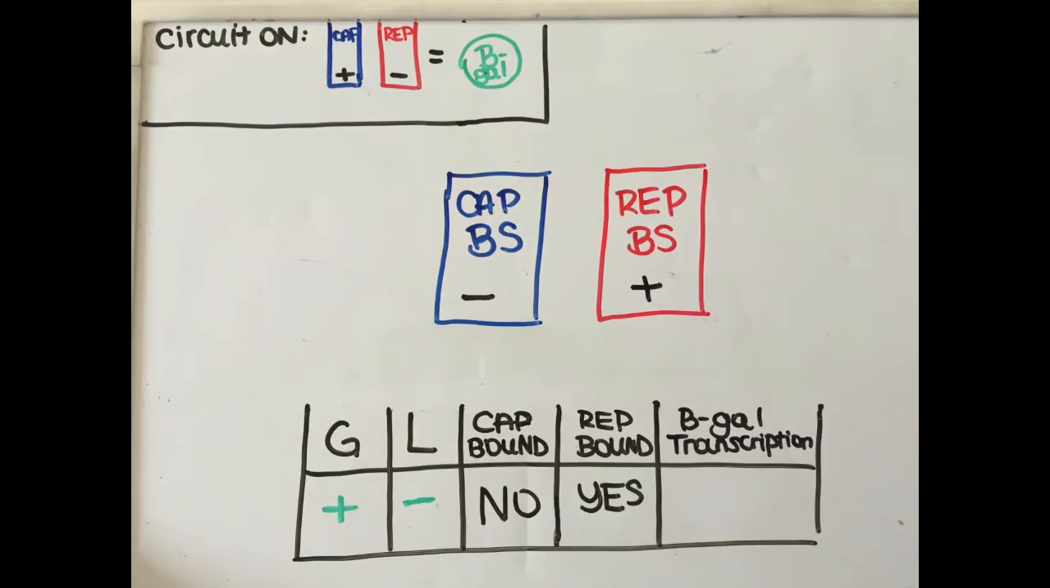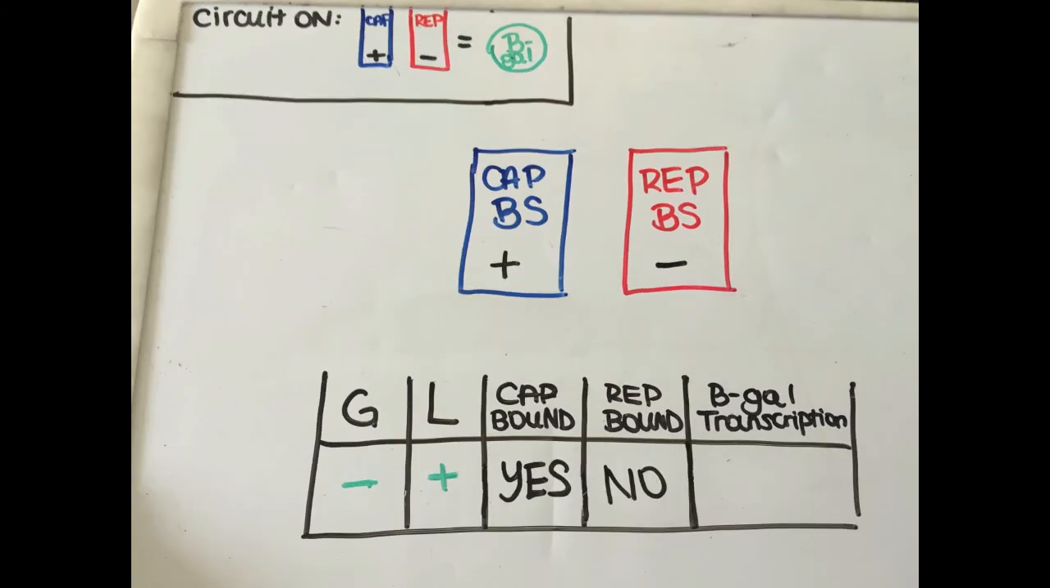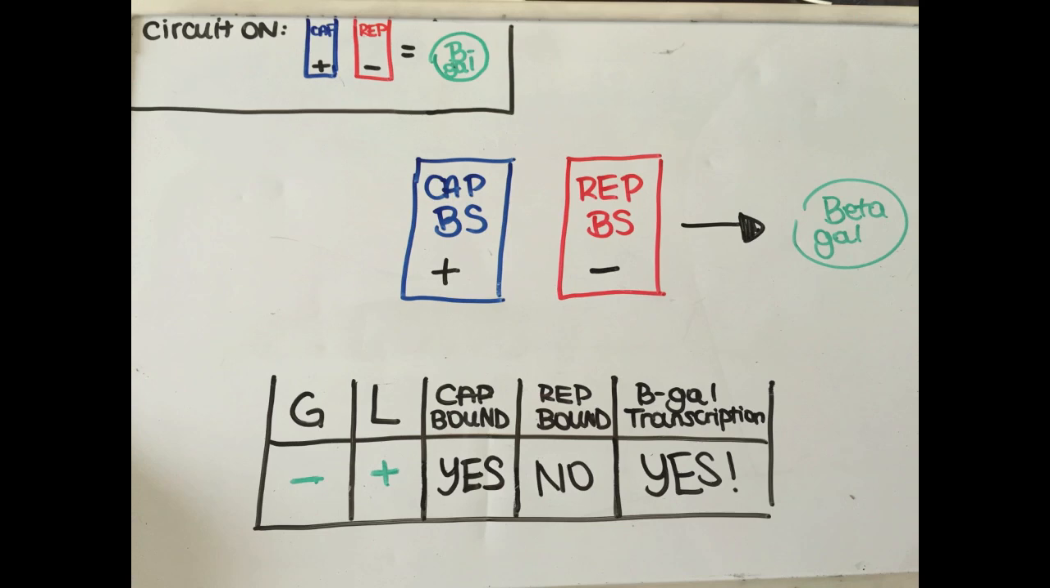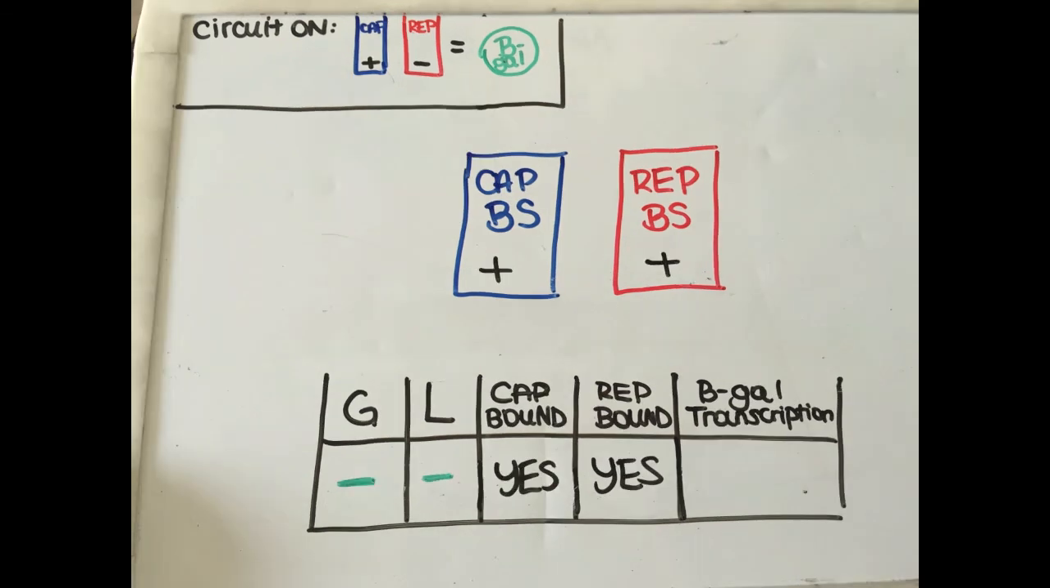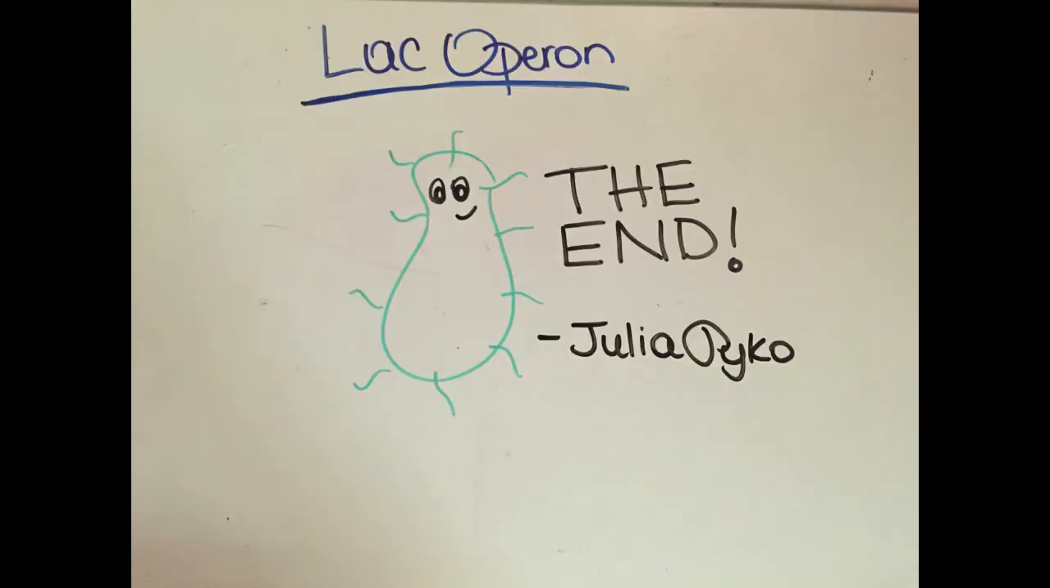If glucose is present but lactose is absent, again we see no beta-gal production. When only lactose is present, we do see transcription of the beta-gal gene. Notice that the conditions match the top left corner. And when neither are present, no beta-gal will be made. To summarize, we only need to turn on transcription of the beta-gal gene when we have lactose present with no glucose.